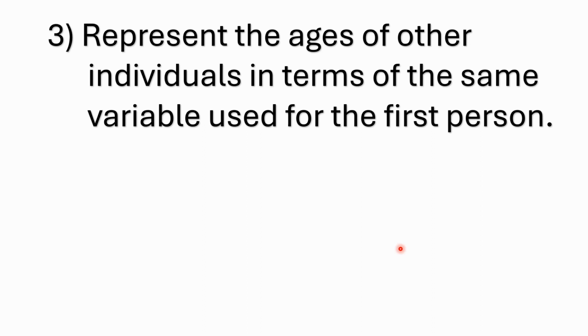So, for example, if you select the letter X to represent the current age of one of the individuals, then you want to represent the age of that second individual using the same variable. Like, today, if Susie is X years old, and today Mary is 3 times as old as Susie, well, you could represent Mary as 3x. So one would be X, one's 3x, that type of thing. That's what I'm talking about.